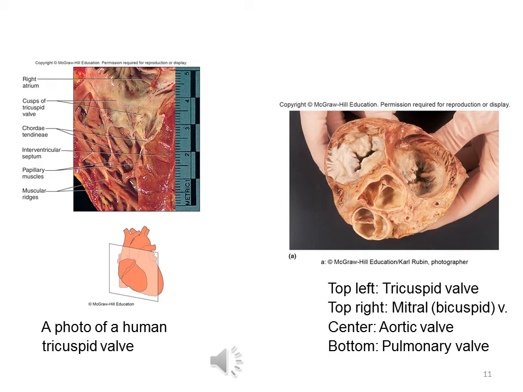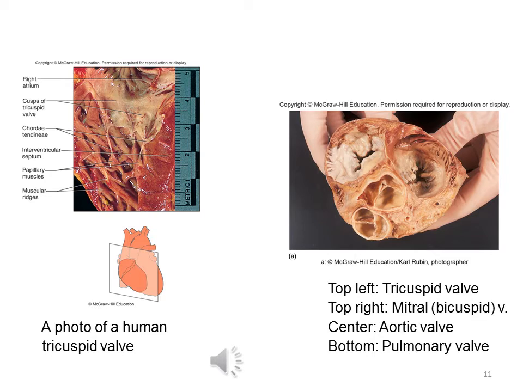If we look at the other side of this slide, back over to the right-hand side, we can see the top left is the mitral or bicuspid valve. And then in the very middle is the aortic valve. The bottom is the pulmonary valve. So if you were shown a picture, you should be able to identify these.